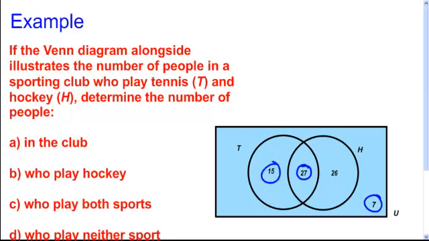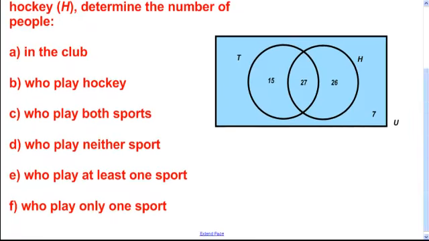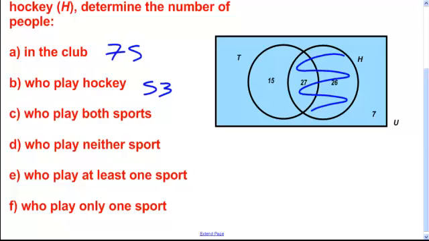15 only play tennis, so I can add those 2 numbers up to find all of my tennis players. And then 26 are only in hockey. And then since they're only in hockey, I can also add that middle part for how many people play in both of them. So to find the total in the club, just add up all of the numbers. 15 plus 27 plus 26 plus 7. There are 75 individuals in this club. Number in hockey is all of those. So add up those 2 numbers and I get 53.